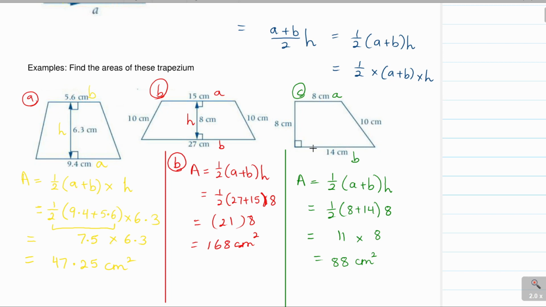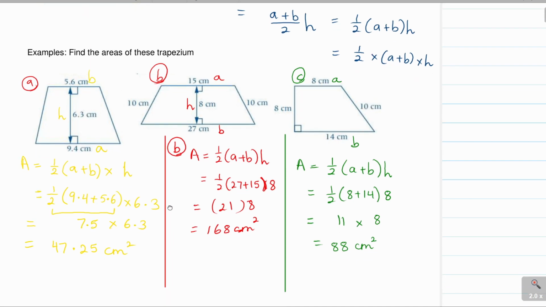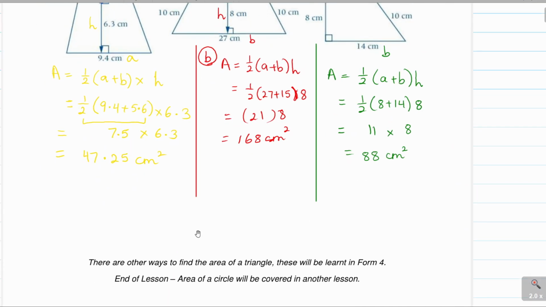Alright, now all our units here were the same. There was no meters mixed with centimeters, so it was pretty easy to do. But you need to pay attention to your units. You need to look out and make sure that they are both the same before you multiply, or add, or subtract, or divide. Right? Now, again, we said there are other ways to find the area of a triangle, and you would learn those in Form 4.